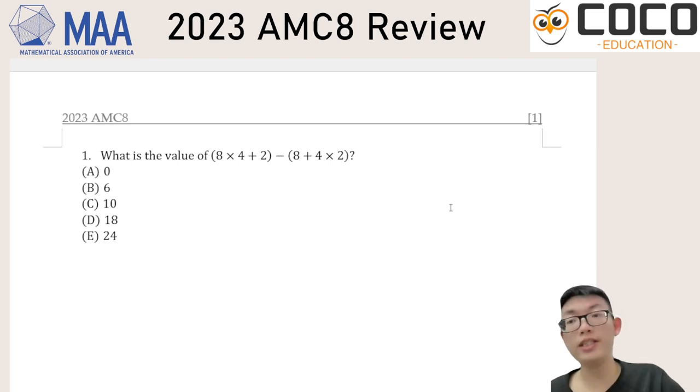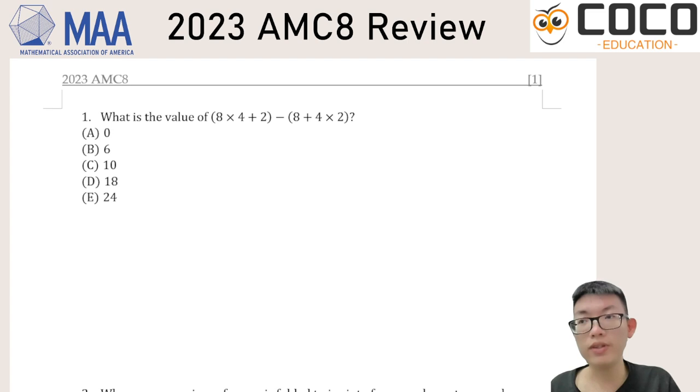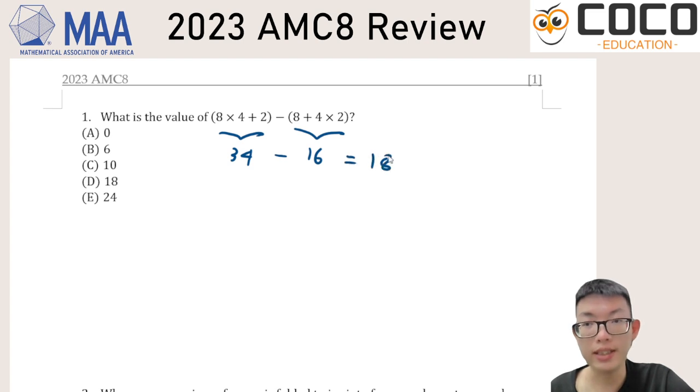The first question, what is the value of 8 times 4 plus 2 minus 8 plus 4 times 2? For the AMC8, you are usually in quite a hurry, so you just want to make sure that you don't rush to the point where you do something too silly. So for the first one, 8 times 4 is 32 plus 2 is 34. For the second one, you do 4 times 2 first, which is 8. 8 plus 8 is 16. And then 34 minus 16 is 18. So that should be option D.